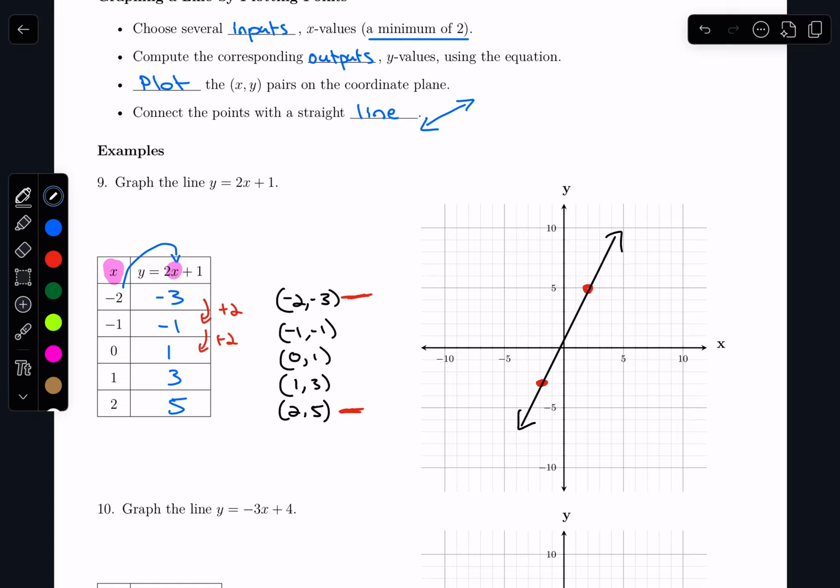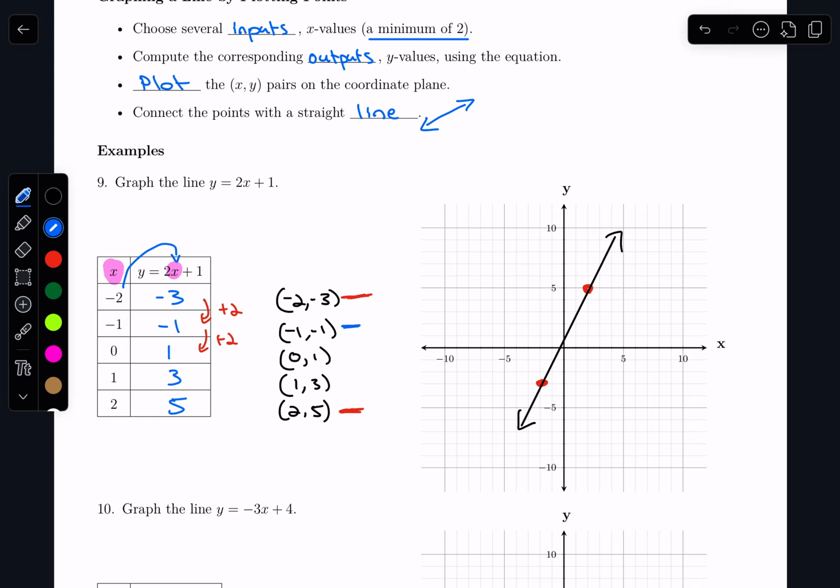We plugged in x values -2 to +2, but that line is not going to stop just because we didn't plug in more x values. That line keeps going forever and ever. Now that we've done that, notice I only graphed 2 points, but I have the line. So now let's see where these other 3 points would fall on this line.